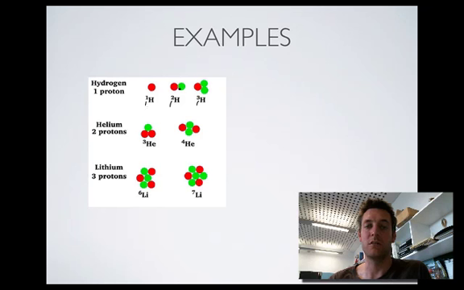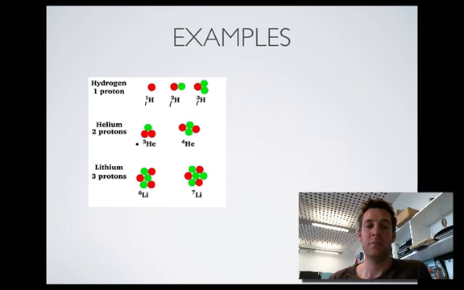No neutrons here, so the mass number is the same as the proton number. 1 neutron here, so the mass number is 1 greater. 2 neutrons here, so it's 2 greater. This isotope is known as deuterium, and this one's known as tritium. The names aren't important, but it's important to recognize that these are isotopes of one another.